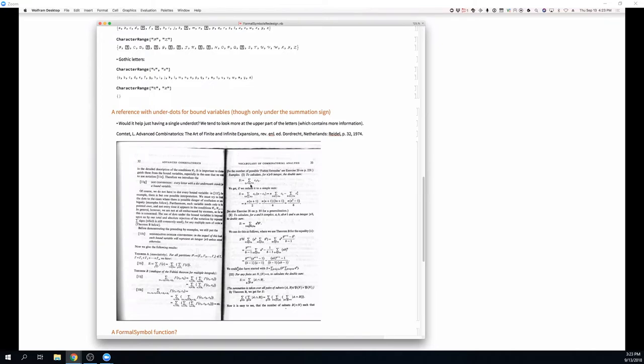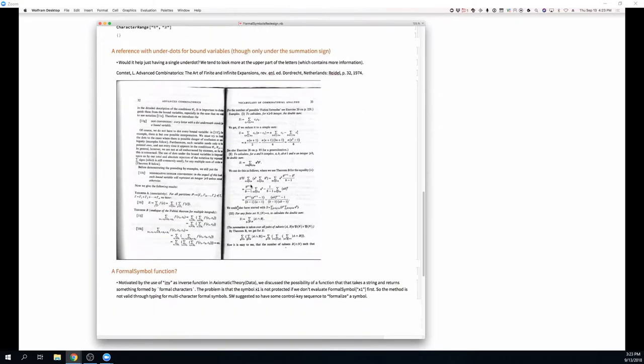Okay. All right. Fine. But this was just an example to show that the dots have been used, but only one. And I was wondering whether having one dot instead of two would help. Because sometimes we have the tendency to look more at the upper part of the letters because it contains more information. So perhaps it feels less cluttered if we just test one underdot.